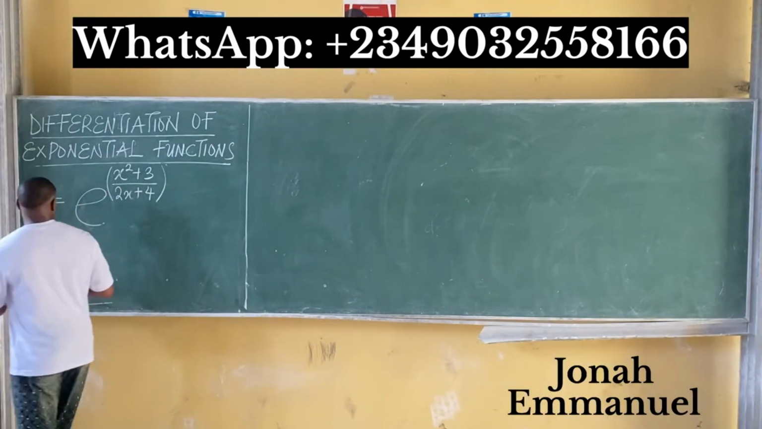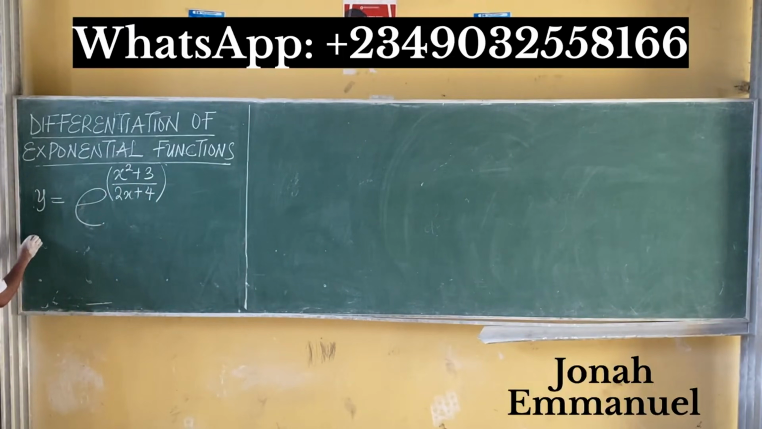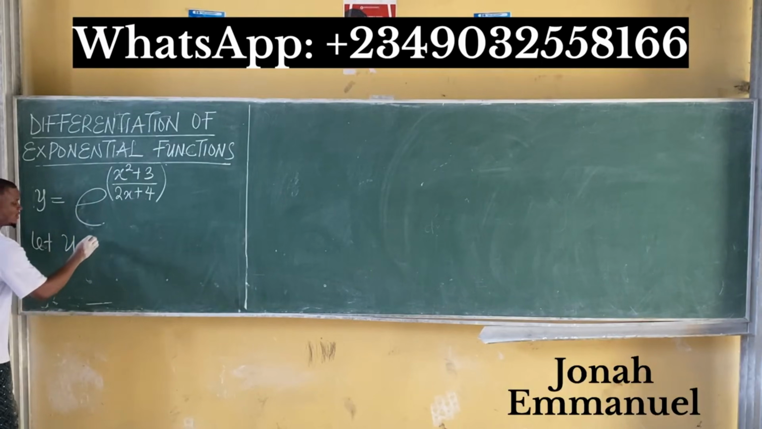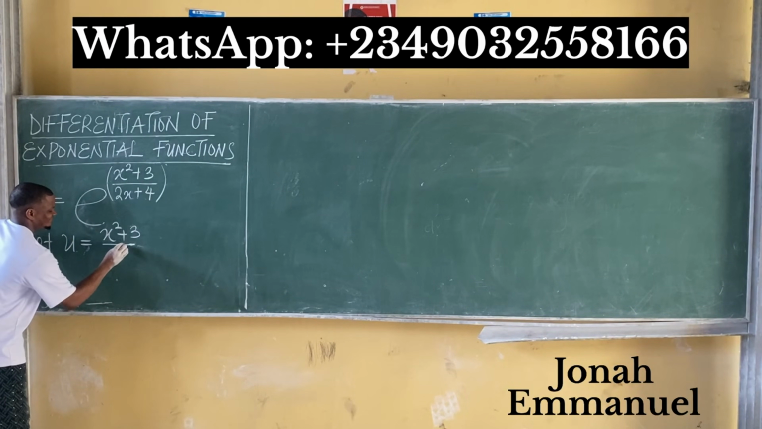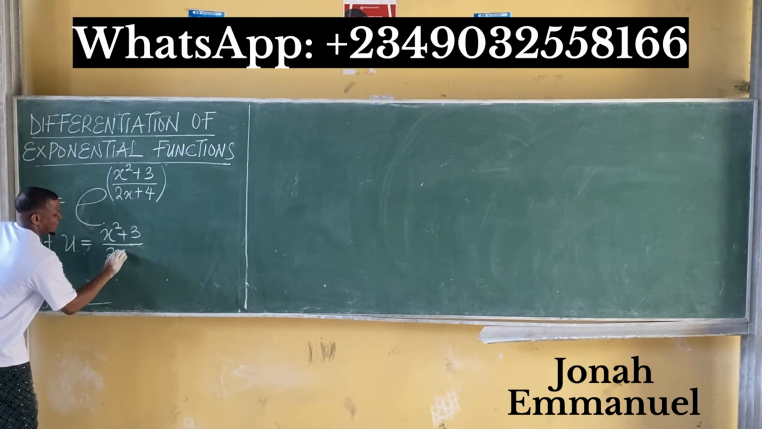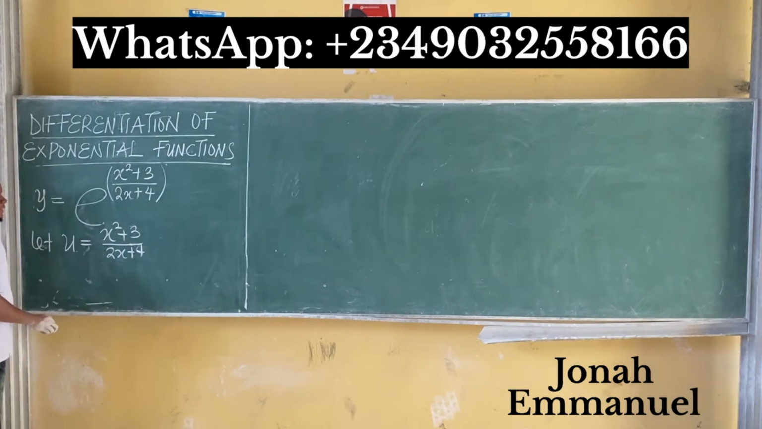How do you use chain rule? How do we solve normal exponential? We said let u be what there? Let u be equal to the power. What's the power there? x squared plus 3 all over 2x plus 4. Now, after calling u the power, what do you do next? Find du dx.